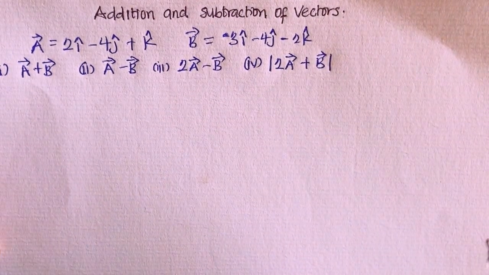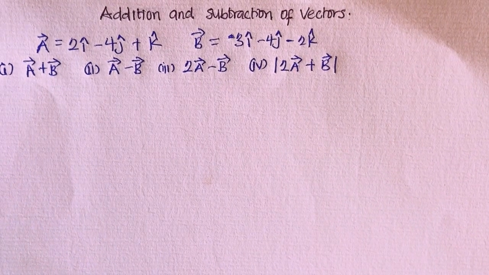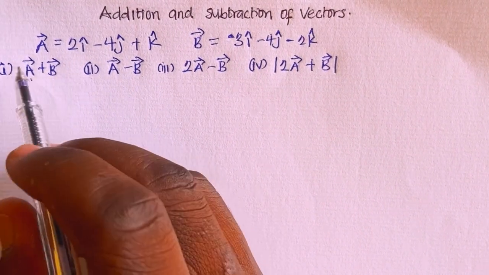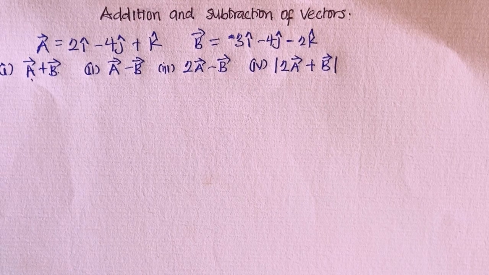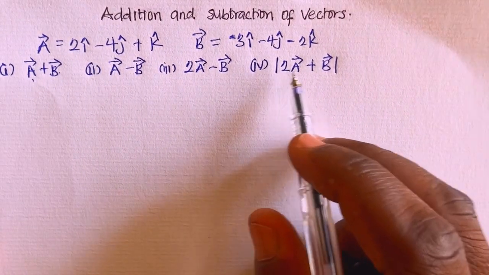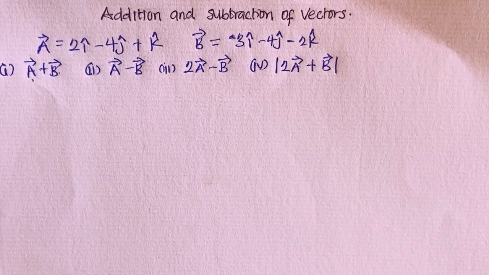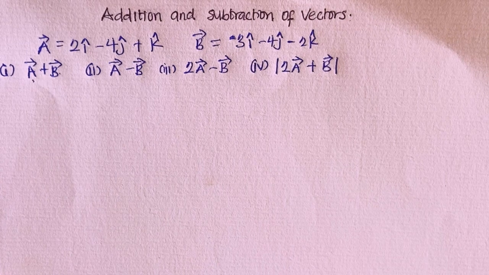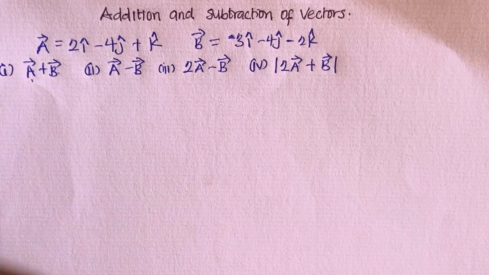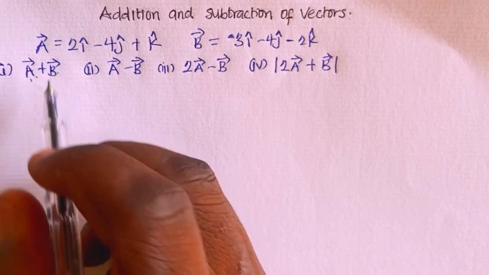So what actually happens is that whenever I'm asked to find vector A plus B, in that specific case, I'm going to do the algebraic sum, adding them together with the unit vectors. But whenever I'm asked to take the magnitude, that means I'm going to take the unit vector to be equal to 1. Now let's go ahead and find A plus B.